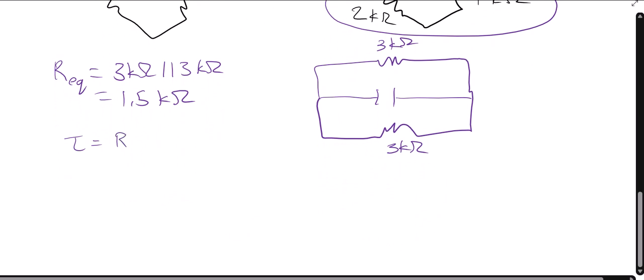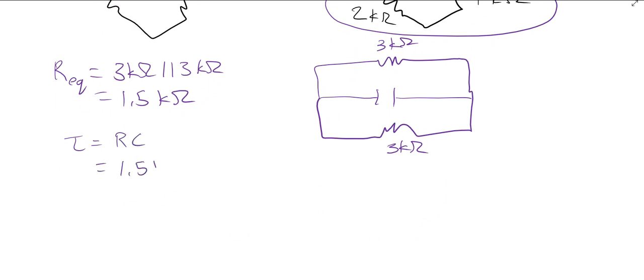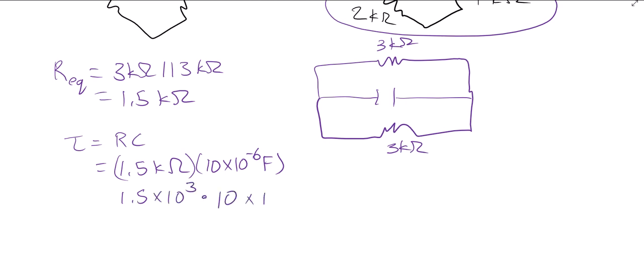So tau is RC, which is 1.5 kilo ohms times our capacitance, which was 10 microfarads. So 1.5 times 10 to the third times 10 times 10 to the negative 6 got me 0.015. And then 1 over tau was 66.667.